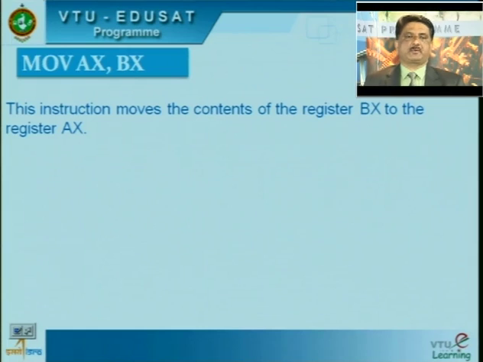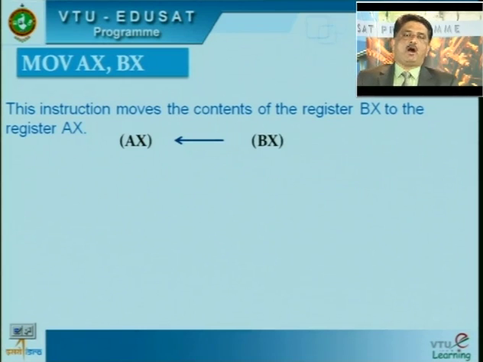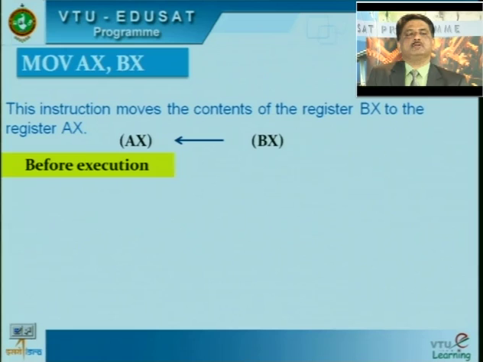Now, if I ask you what addressing mode this instruction is using, you should be able to say, sir, this is a register addressing mode based instruction. The reason is that both the source operand and the destination operand are registers. Since the source and destination operands are registers, it is a register addressing mode based instruction. Now, how does it work? The contents present in BX get copied onto AX.